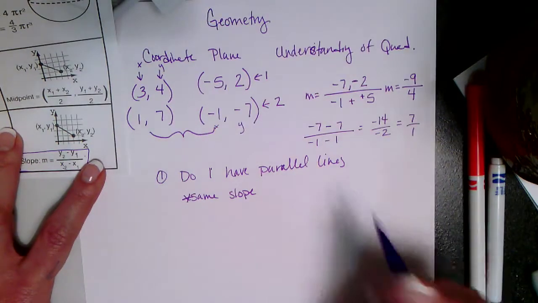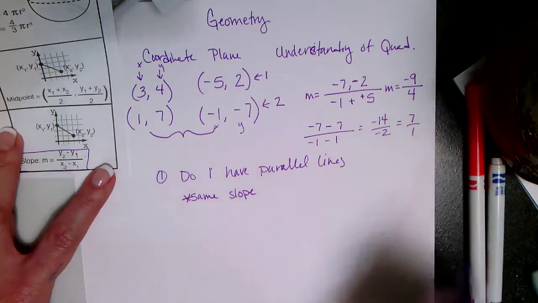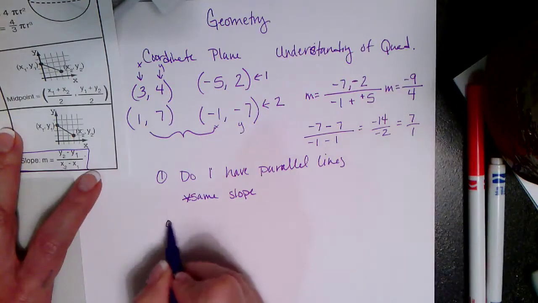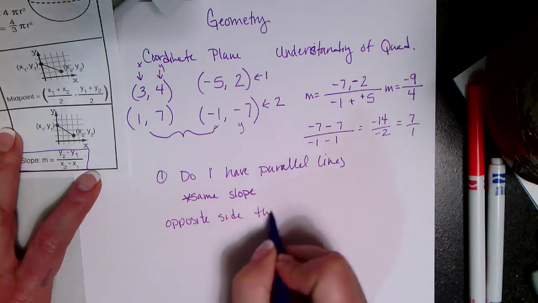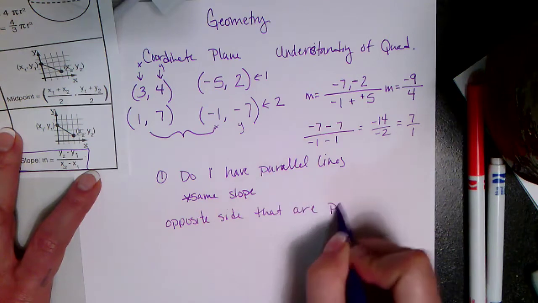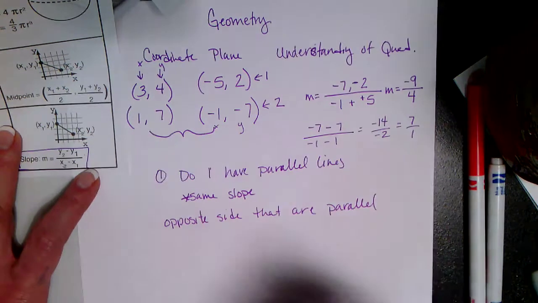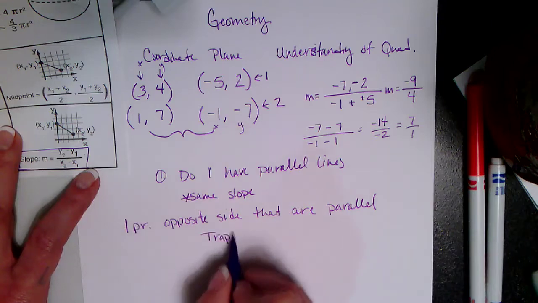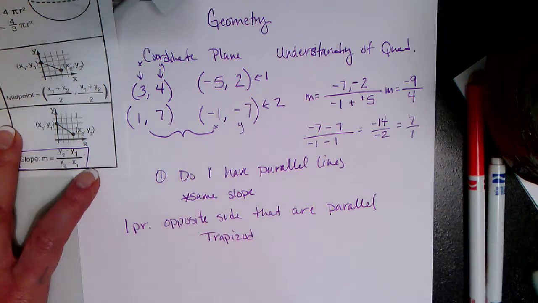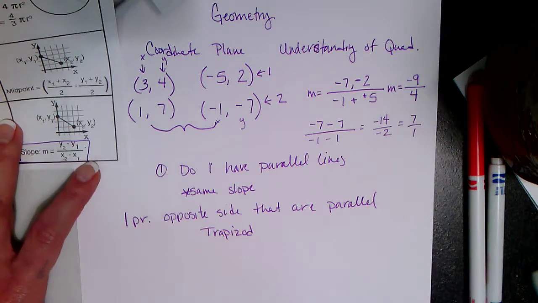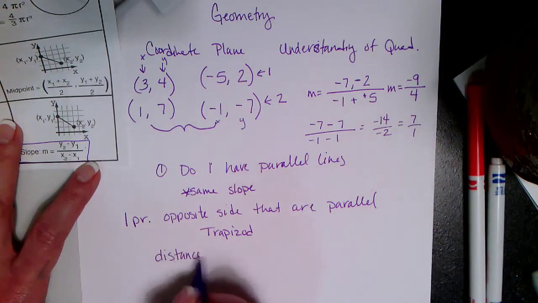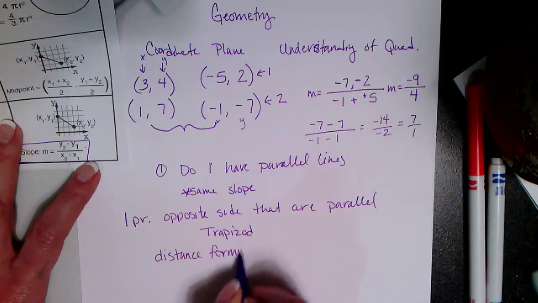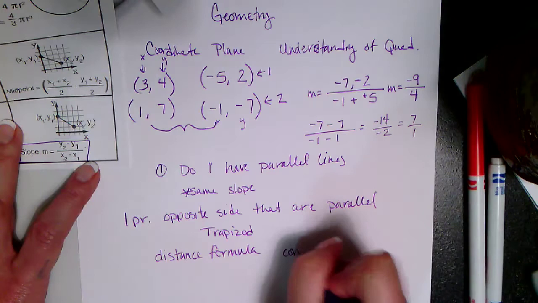Parallel lines will help me to see if I have a parallelogram, if I have opposite sides that are parallel. If I have just one pair, then I have a trapezoid. Now, there's a special kind of trapezoid, so I would need to use the distance formula to see if I have congruent sides.